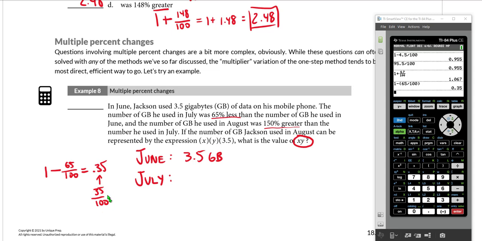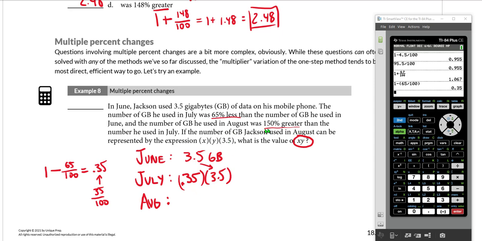That's what I said a moment ago. We are taking 35% of the original number. So what I'm going to do is I'm going to do 0.35, my multiplier, times 3.5, which was the number in June. So in July, Jackson will have used 35% of 3.5 gigabytes.